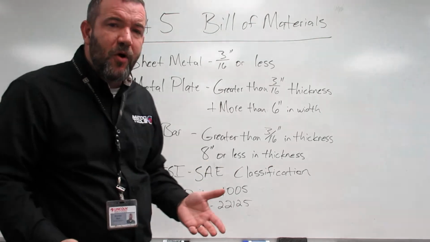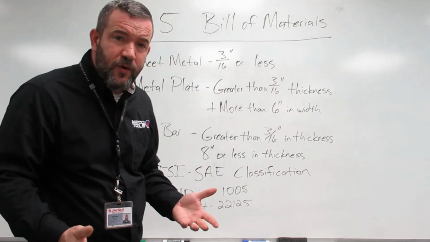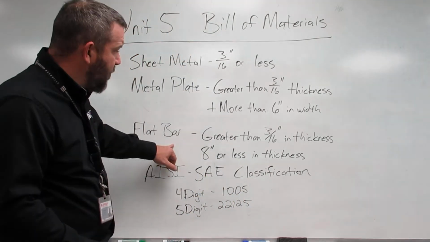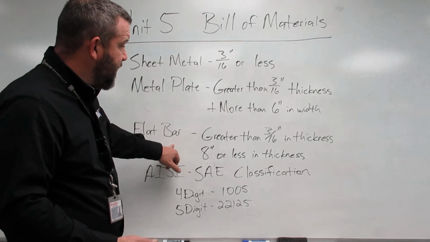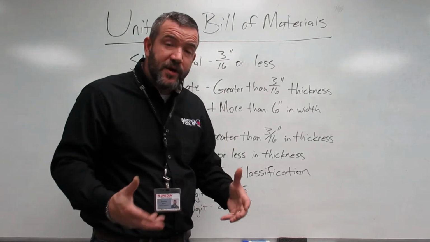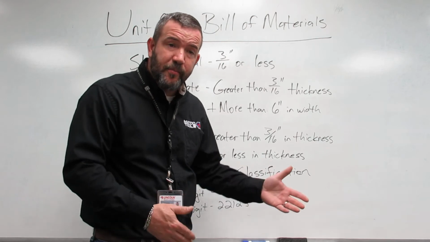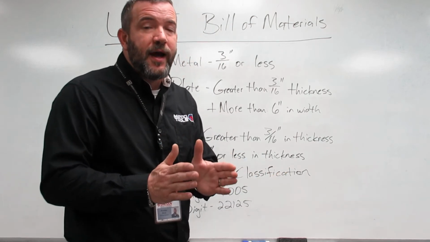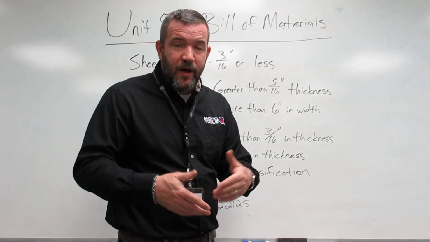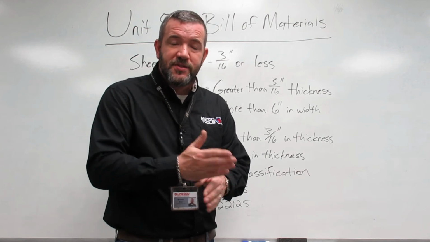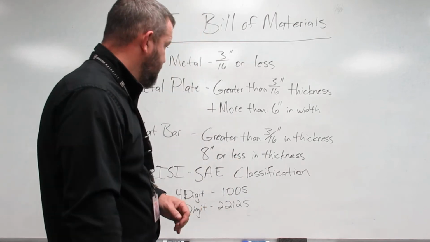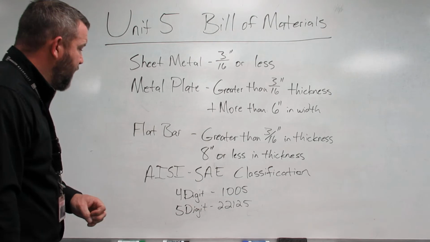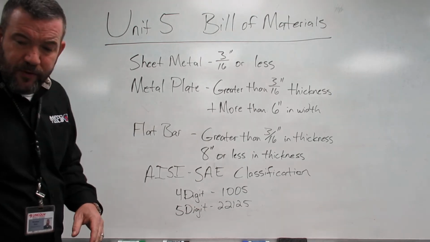And if you know your flat bar material that you weld T-joints with, that's going to be known as flat bar. Flat bar specifications are also greater than 3/16 of an inch in thickness, just like plate, but it's no more than 8 inches wide. And that's why they call it flat bar. It's smaller pieces that you can cut and do anything you want with. Those are some pretty important specifications in Unit 5.